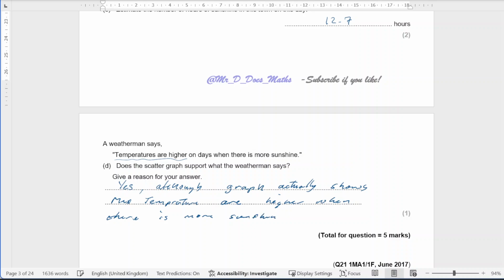So years in passing, I am happy with that as an answer. I am saying that I agree with him, but I am making a slight point that it's the maximum temperature.